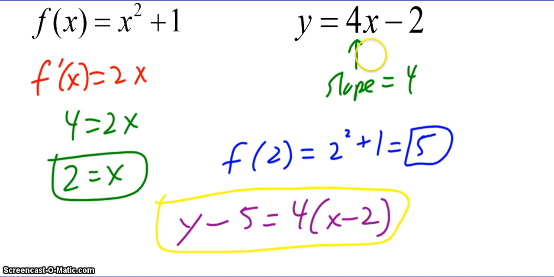Alright, so I know the slope of the tangent line is going to be 4 because that's the slope of the line that I want to be parallel to. So I find the derivative, f prime of x is 2x, and I set that equal to 4 and solve for x to find where that slope occurs. That occurs when x is 2. So then I figure out what the y value is when x is 2, so f of 2 is 2 squared plus 1, which is 5. So now I can write my equation of the tangent line with a slope of 4. So y minus 5 equals 4 times the quantity x minus 2.